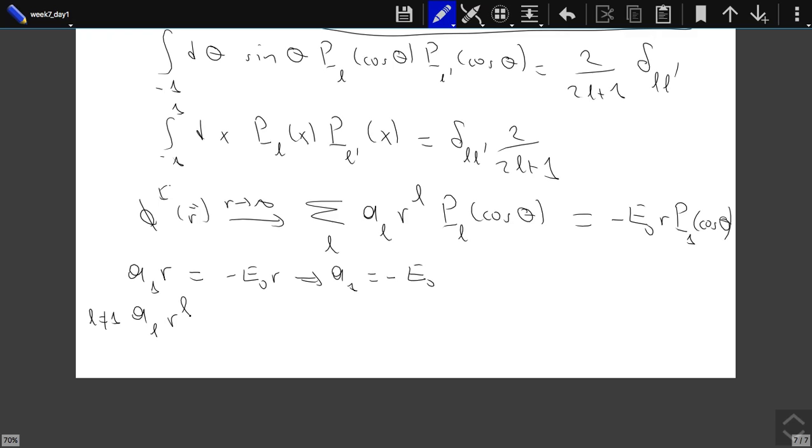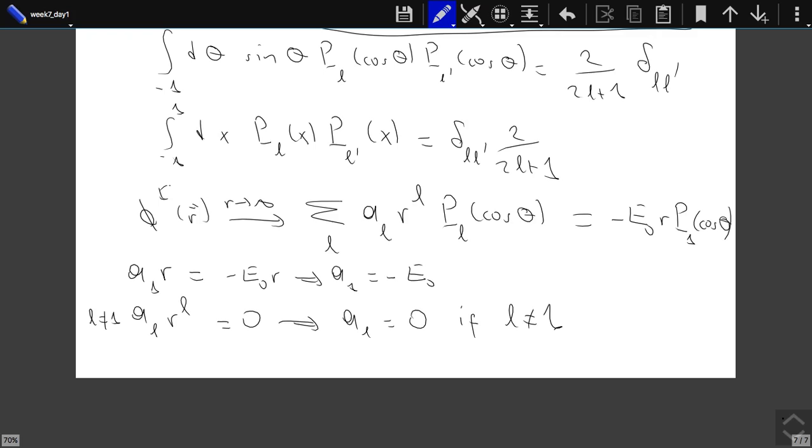What is the coefficient of PL on the left-hand side? It is AL times R to the L. What about the coefficient of PL on the right-hand side? Remember, L is not 1. It is 0. There are no other PLs on the right-hand side. So this should be equal to 0. So basically, AL is equal to 0 if L is different than 1.